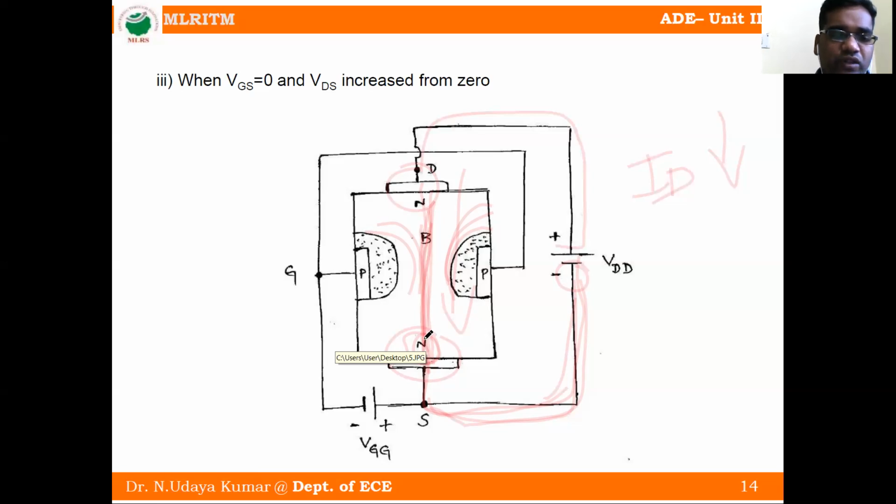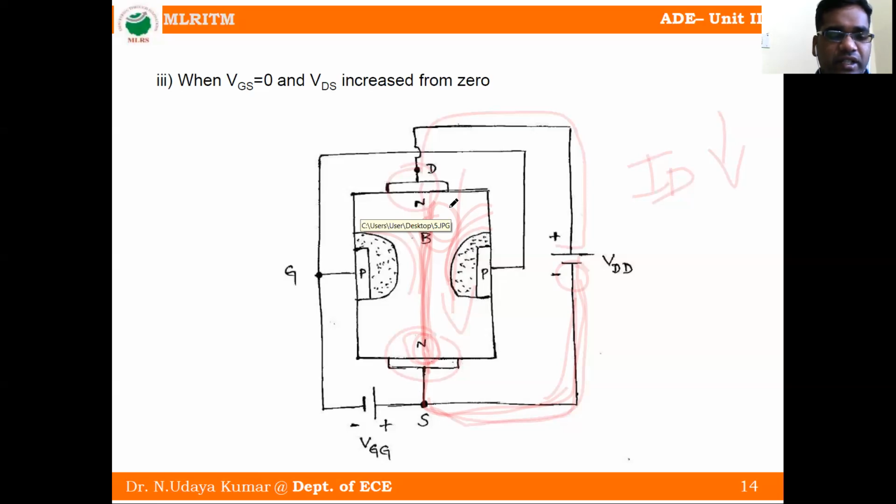At a certain value of VDS, the cross-sectional area at B becomes minimum. As we increase VDS, the cross-sectional area decreases, so at some point it is at its minimum. At this voltage, the channel is said to be pinched off, and the corresponding VDS is called the pinch off voltage, or VP.